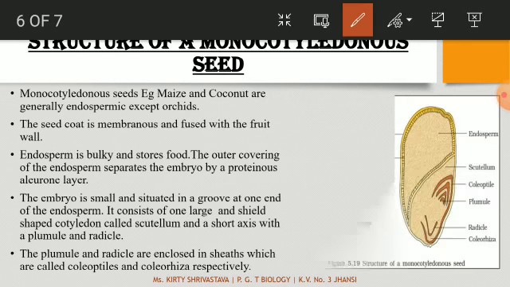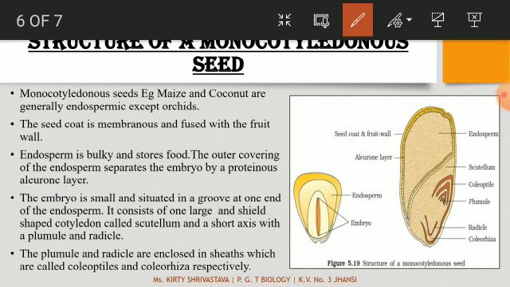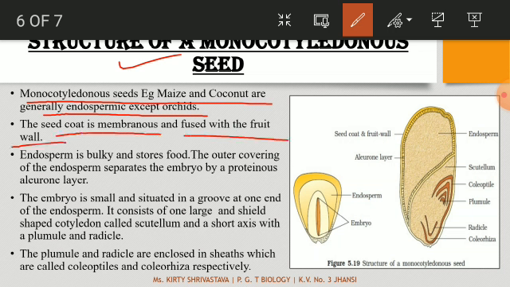Let us now try to understand the structure of a monocot seed. The monocotyledonous seeds, for example that of maize and coconut, are generally endospermic except that of orchids. The seed coat is membranous and fused with the fruit wall. Endosperm is bulky and stores the food material.